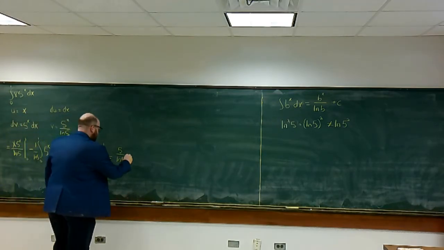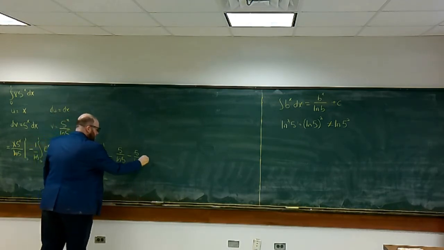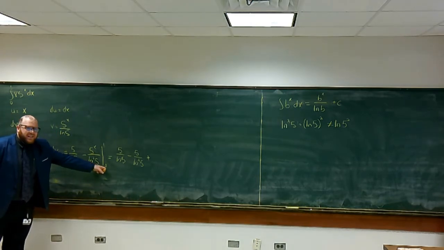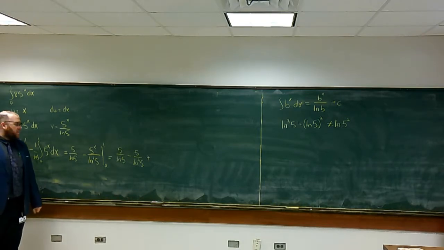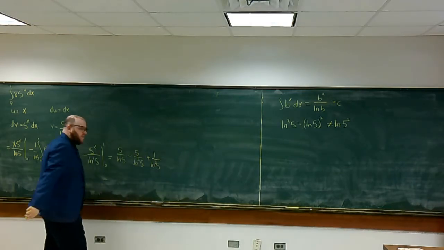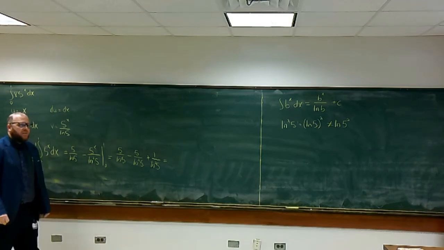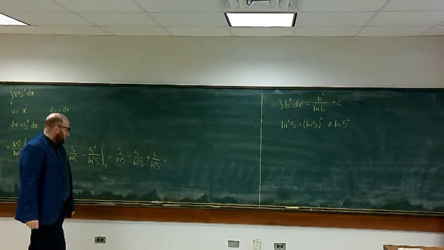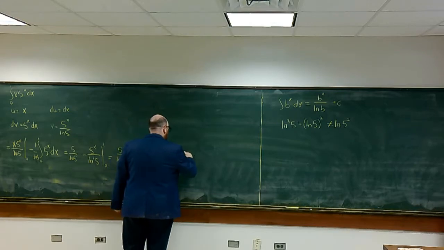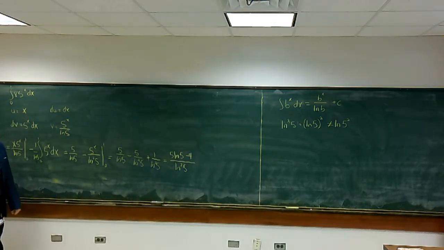Five to the 1 is 5. Going to be minus a negative, so it's going to be plus. What is it at 0? 1 over log squared of 5. Minus 4. 5 log 5 minus 4, all over log squared of 5.